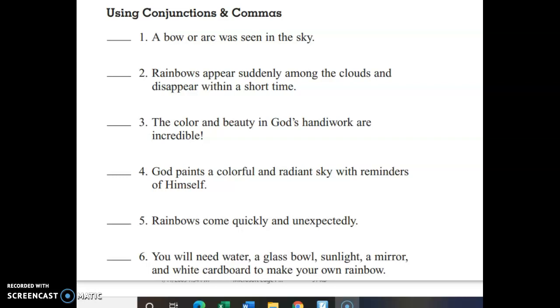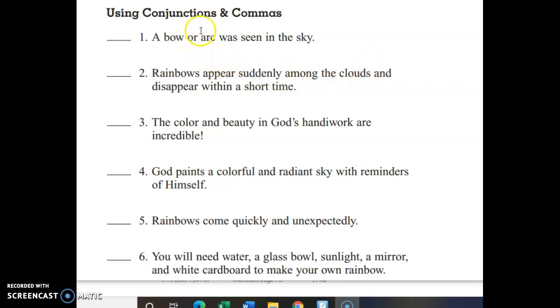So up here, I have just an exercise page that I'm going to go over with you briefly, and we're going to go through it and decide whether or not we are joining two sentences, two subjects, two adverbs, or something in a series. So let's look at number one. A bow or arc was seen in the sky. Okay, so I'll give you a second. Tell Miss Leahy what is the conjunction you see in that sentence.